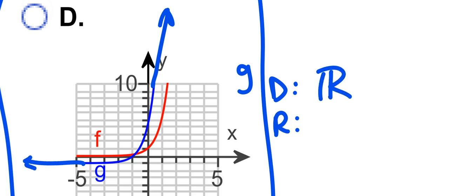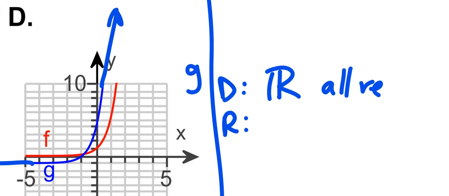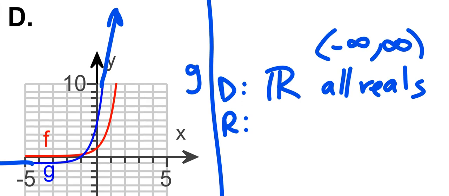All real numbers. Use the symbol, use the phrase, I don't care. If you're really into interval notation and you want to write negative infinity to infinity, that's fine too. Are you telling me that no matter whether it's exponential growth or decay, or how you shift it, left, right, up, down, that you're always getting a domain of all real numbers? That's true, folks. The only thing that's changing is the range.